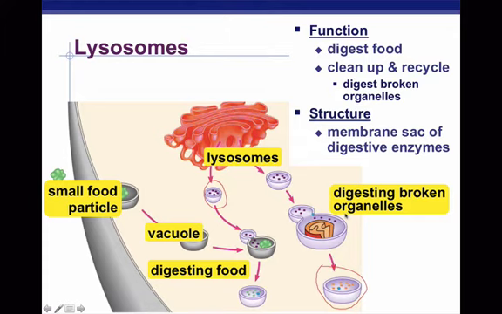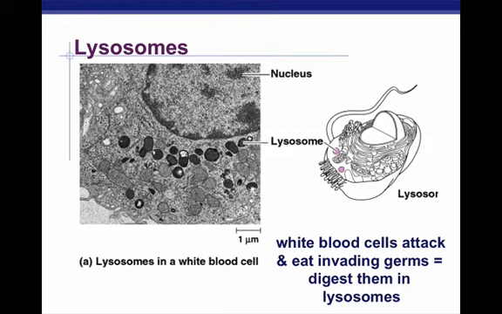The structure is made of a membrane sac of digestive enzymes. So lysosomes are very, very important, especially in the immune system. On the left-hand side here is white blood cells, and white blood cells have a lot of lysosomes because remember, they're going to come in contact with invading germs, bacteria and whatnot that they need to destroy, and lysosomes are going to bust open and break down that bad guy.